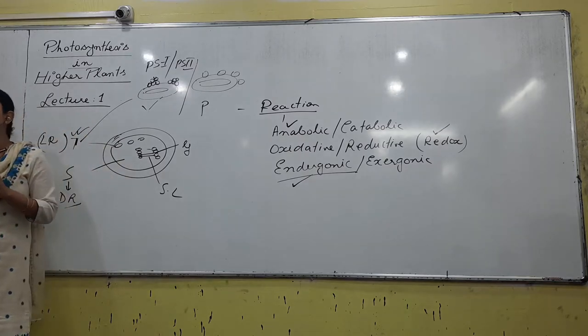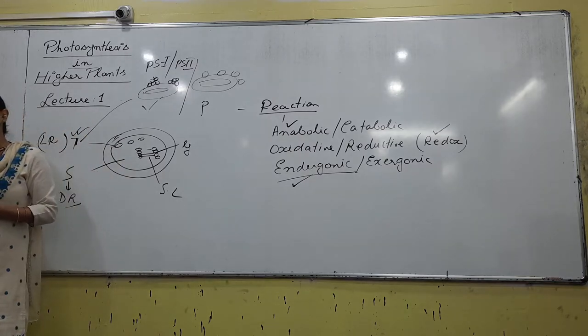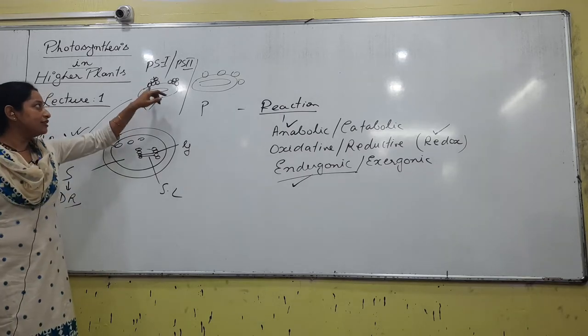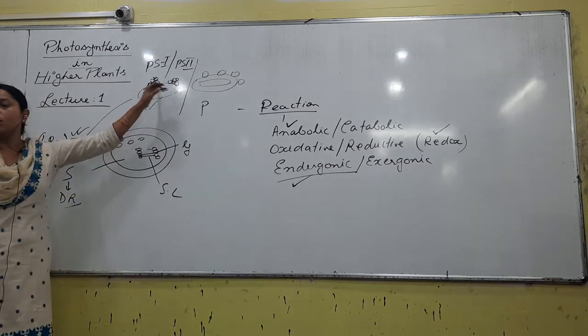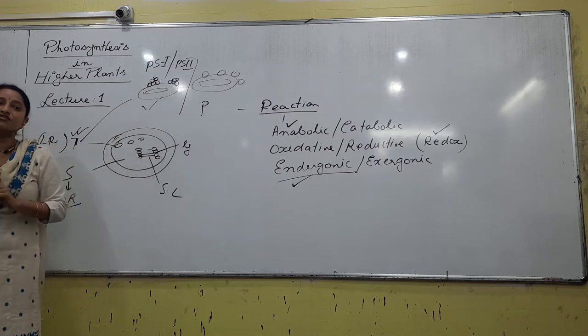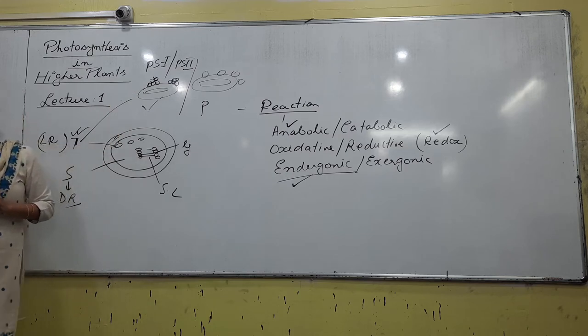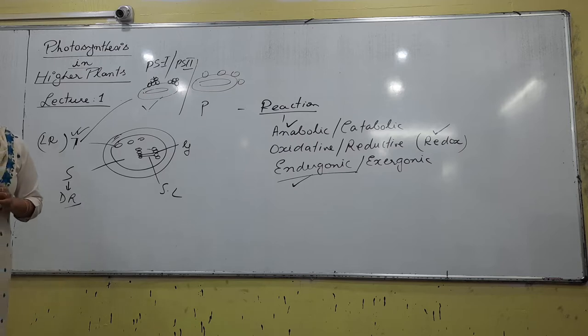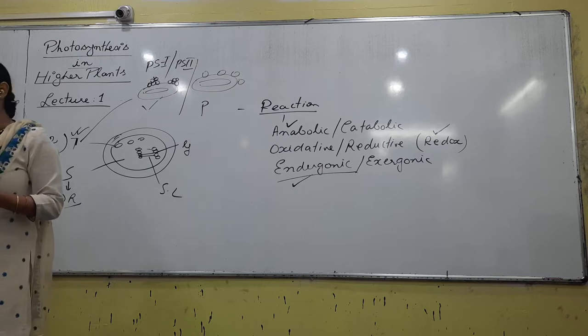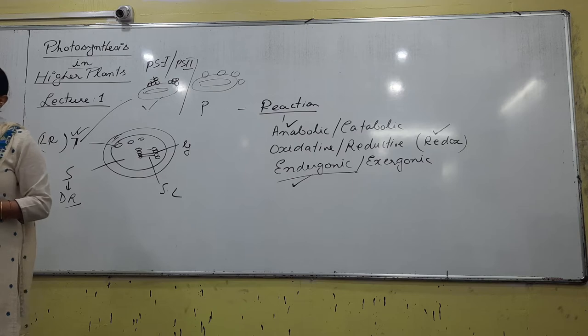So phycobilins are one group. In higher plants, what will there be? Chlorophyll will be there, and carotenes, so there will be two. If I talk about it as a group of pigments, what would this group consist of? We are talking about photosynthesis in higher plants. Higher plants have chlorophyll and carotenes. So the group will obviously have chlorophyll and carotene. It will be a collection of both types of pigments, right?